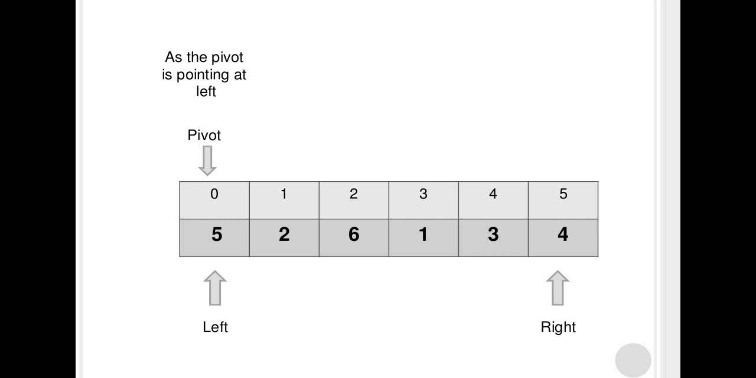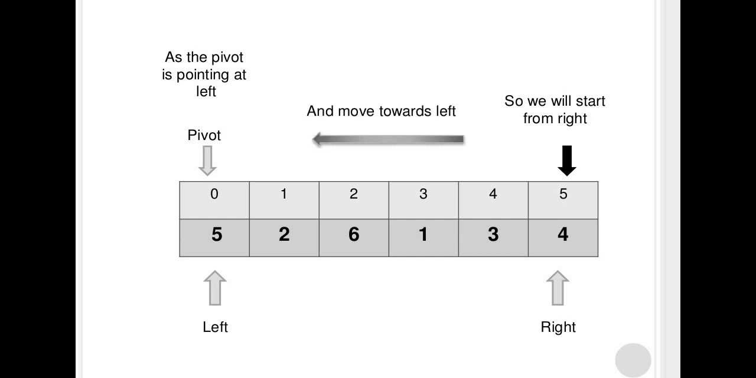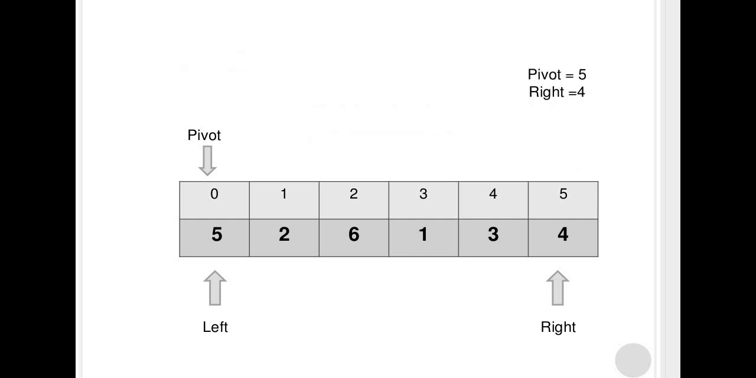As the pivot element is at the left, we will start from the right position. We will compare the elements from the right side. If the pivot element is on the left side, then we start making comparisons from the right side and move towards the left. So when you start from the right side, you have to move the pointer to the left side. Your pivot element is 5 and you can see that the right element is 4.